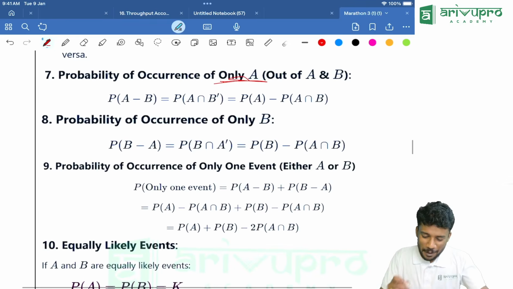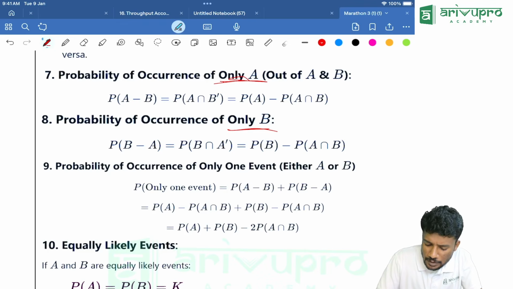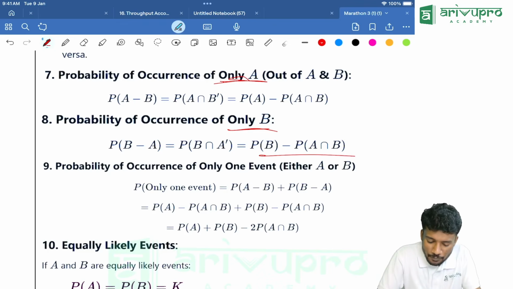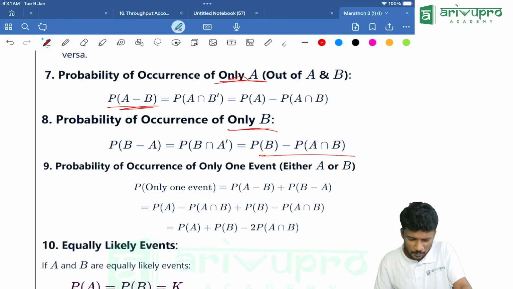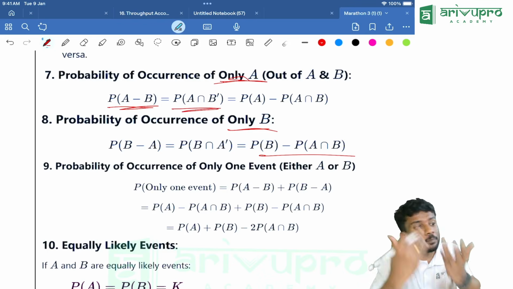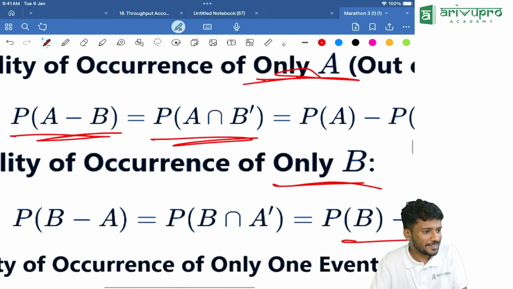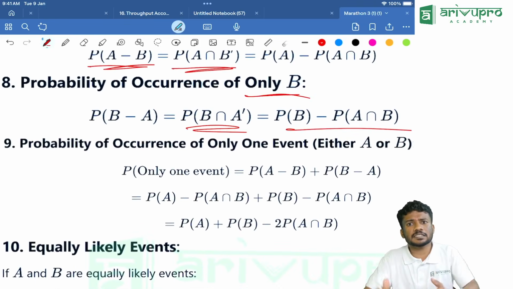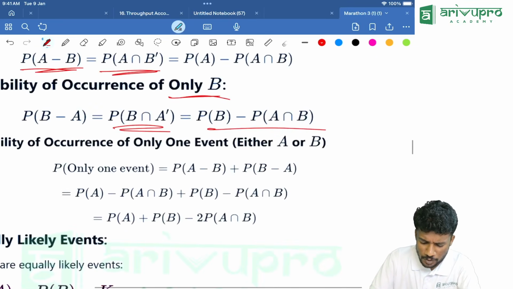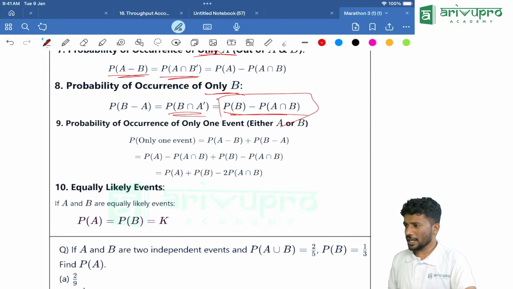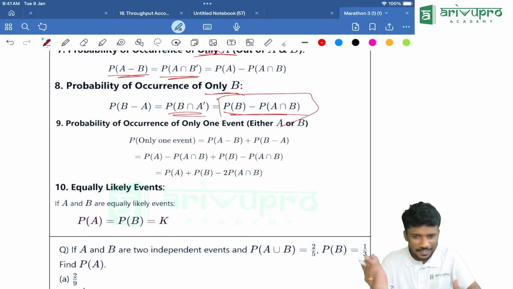That's why. Yeah. Probability of only B. See this, this is the formula for that. Now, people, we need to know one more equation for only A. Only A can be written as P of A minus B, which is equal to P of A intersection B complement. Why B complement? Because B is not part of it. Then B minus A can be written as P of B intersection A complement. We know another equation also, P of B minus P of A intersection B. These are formulas only. Sometimes they will directly ask formulas, but we will solve the questions based on this using an entirely different method.